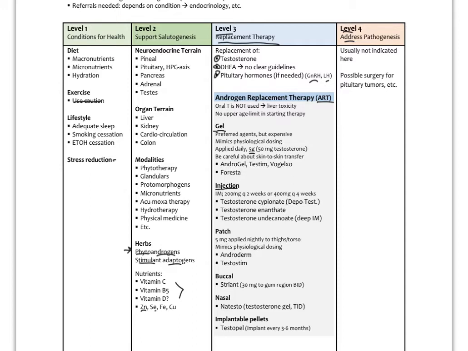Injection is another form. So this is given IM, 200 milligrams every 2 weeks or 400 milligrams every month. And so that's depot testosterone. So these are still used, although I think the gels are kind of becoming the preferred agents. Again, they're a little easier to use. There is a testosterone patch, and that's 5 milligrams applied nightly to the thighs or the torso. Again, this will mimic physiologic dosing. Androderm and Testoderm are examples of that.